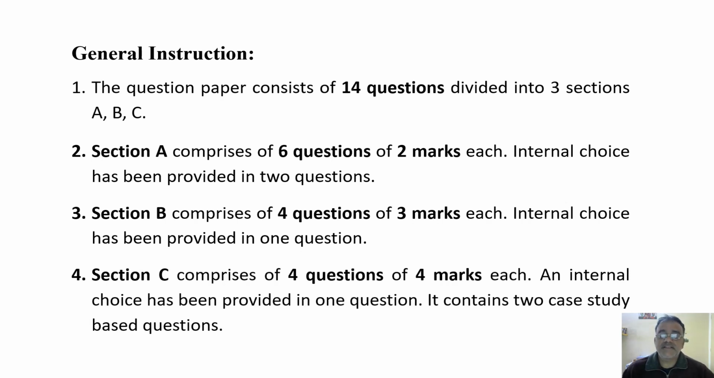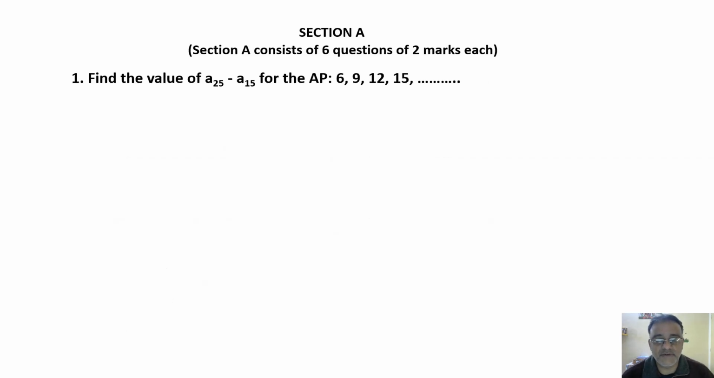And the last section C comprises 4 questions of 4 marks each, 2 general questions and 2 case study questions, right? And internal choice will be there in one 4 marks general question. So this is the general instruction for our final Term 2 paper. For both basic and standard, this is common. So let us start with the first question.